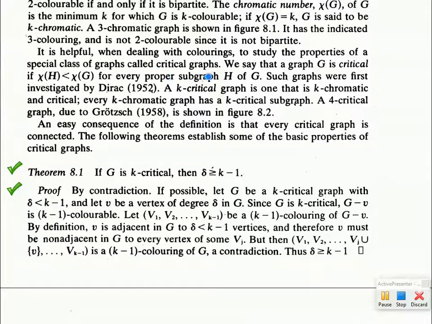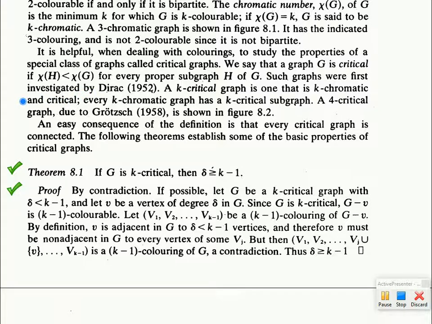Critical graphs are very interesting and we should think about them a bit. I'll give you also this small proof, but first of all we have to understand very well what K-critical means. This Dirac is not the physicist, it's not Paul Dirac, it's his adoptive son, Gabriel Dirac. What is a K-critical graph? It is one that is K-chromatic and a graph G is critical if for every proper subgraph H of G you have that chi of H is strictly less than chi of G.